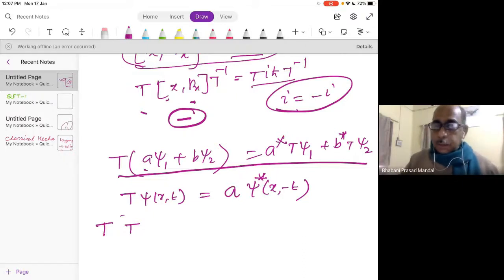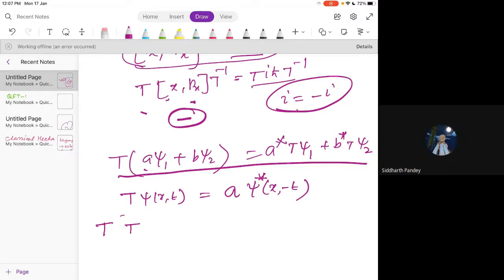Okay. Yeah, Siddharth, tell me quickly. I'll leave this class now. Sir, I've sent you the commutator relation, cos p_x and sin x, again. Please check it. Okay, I'll check.